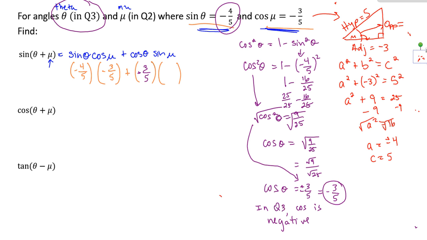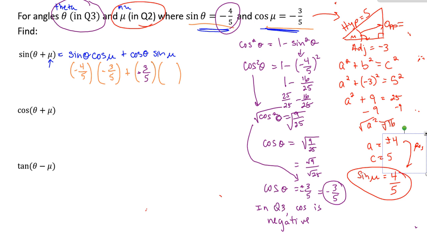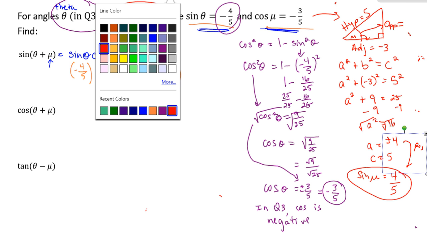So if we want to find the sine of mu, since mu is in quadrant 2, which means sine is positive, and it's going to be the opposite, which is positive 4 over the hypotenuse. Okay, there is your sine of mu. So now we can plug that in. He is positive because mu is in quadrant 2, and sine is positive there. Okay, and then everything else is the same.